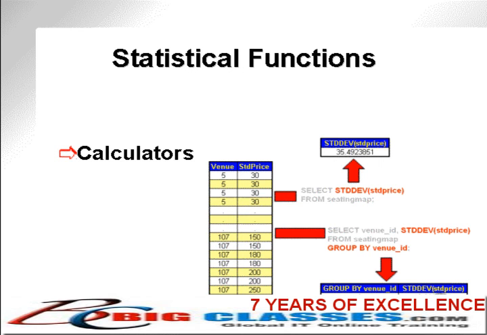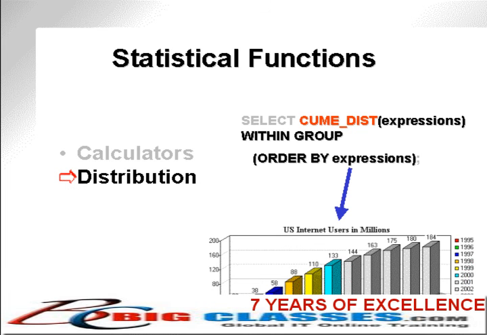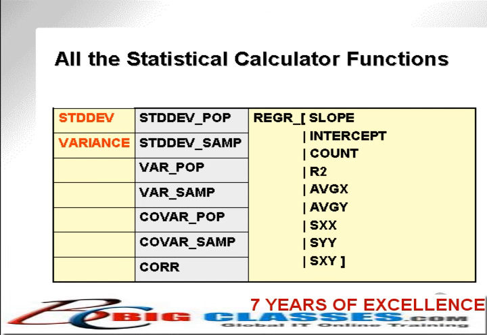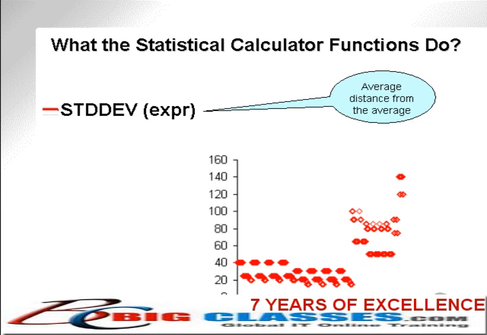Statistical functions. Once again, statistical functions are divided up between those which are calculators and those which are of a distribution type of function. Here are all the statistical calculator functions in Oracle. The only ones I'm interested in now are the standard deviation and the variance functions. Standard deviation is executed on an expression. It is the average distance from the average. To produce this diagram, I simply calculated the standard deviation of every value in the seating map table.